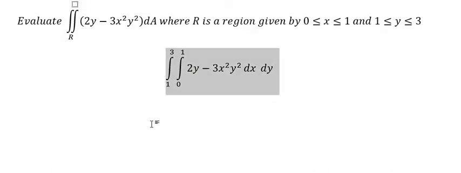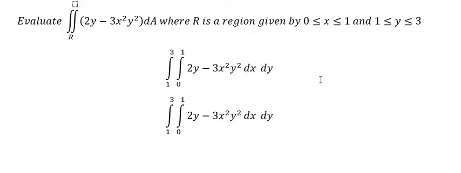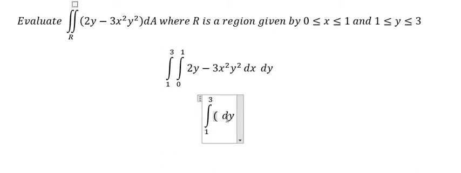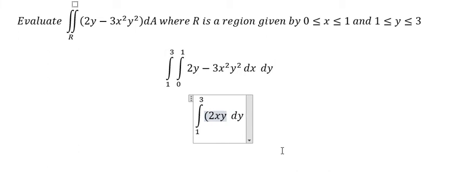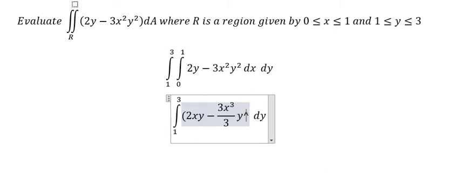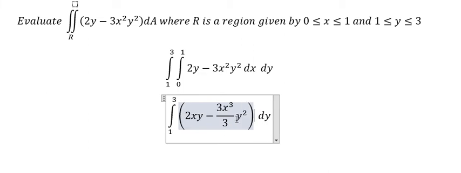And now we need to calculate this one. Because we have the x, y is just like a number and x is the variable. So the integral of 2y, you get 2xy. The integral of x squared, you get x to the power of 3 over 3, multiplied by y squared. And the 3 and 3 will simplify.